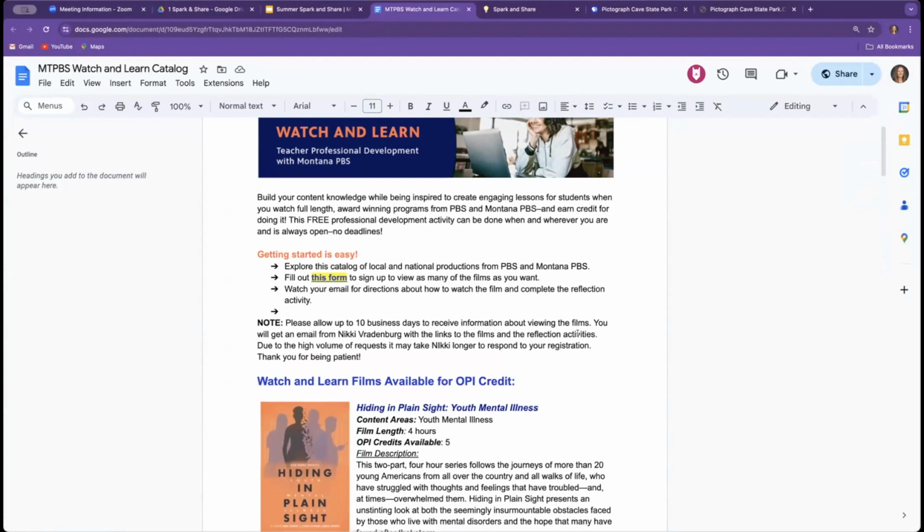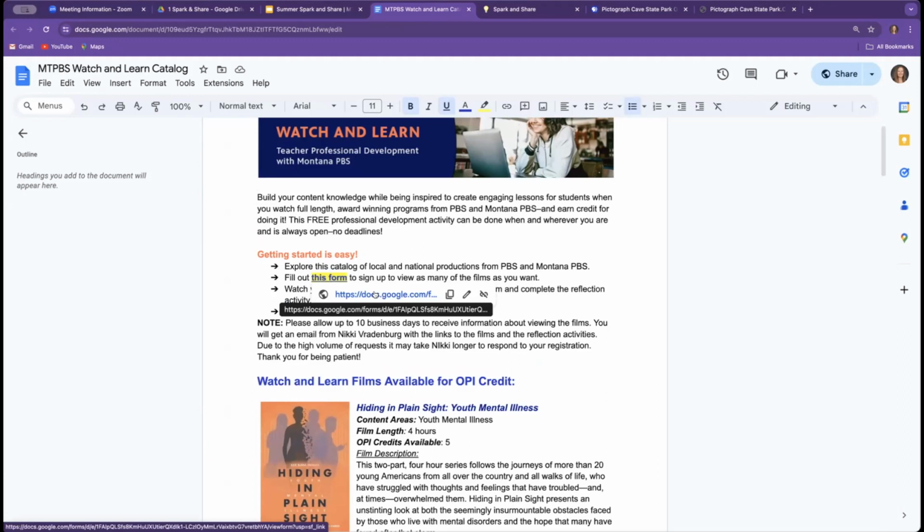And then if you can see here, there's a Google form linked in this catalog. What you do is fill that Google form out and tell me which films you want to watch. Then I will email you links to the films and the reflection activities. And you'll get them all, even if you only want to watch a couple. Maybe you'll change your mind.